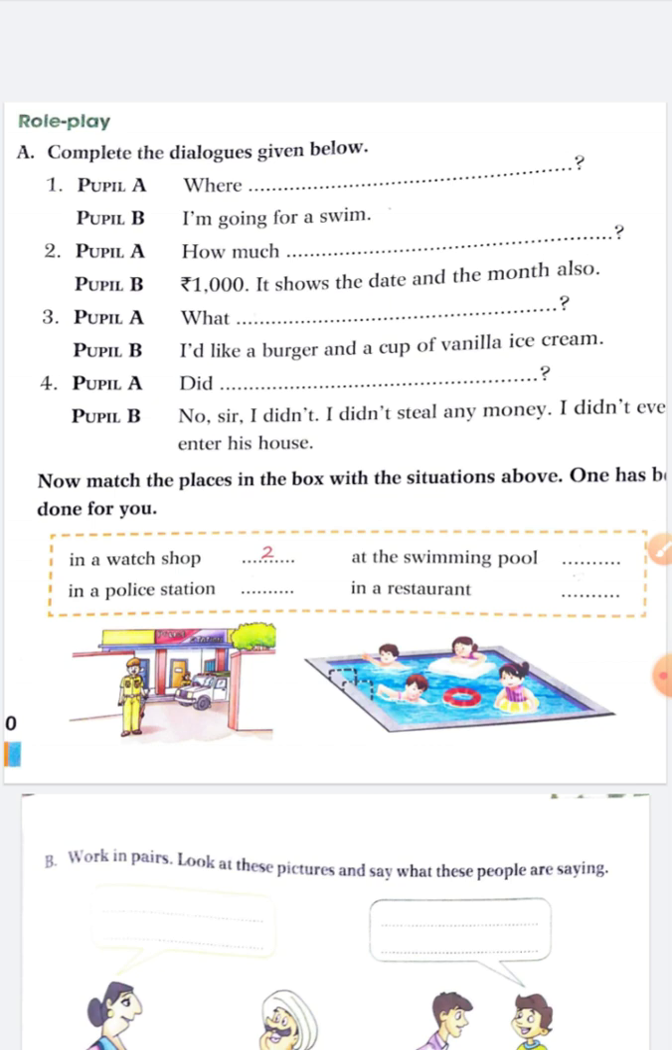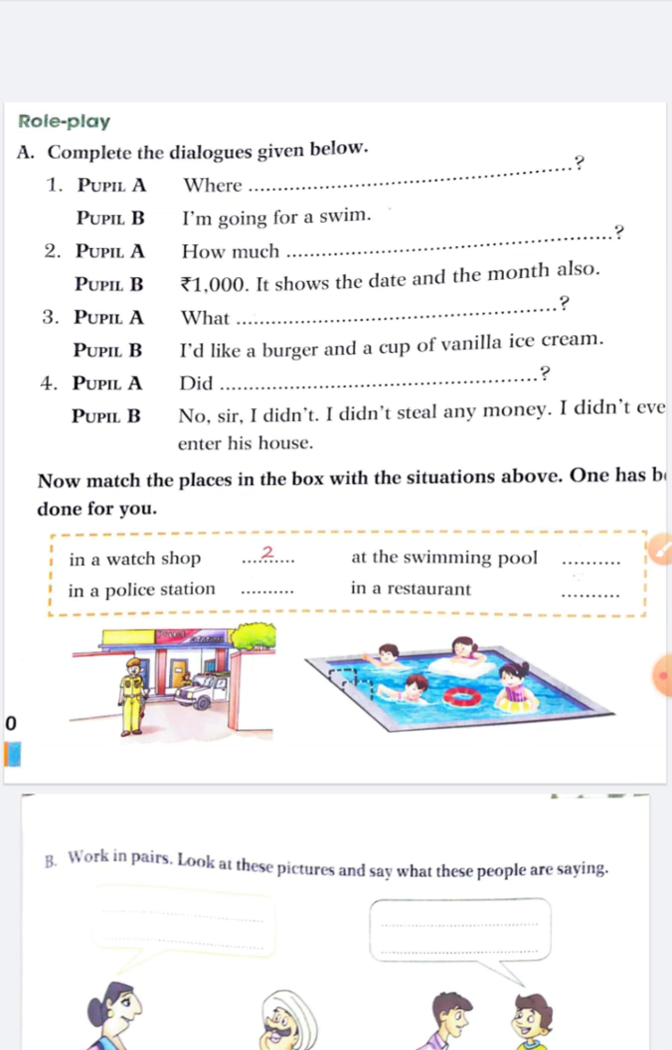What are we doing here? We are learning how do we speak. And as we did, the continuous tense using ing with the verb. Sometimes when we talk of the past tense, we use ed. Now here, pupil B saying, I'm going for a swim. So obviously, pupil A must be asking, where are you going?